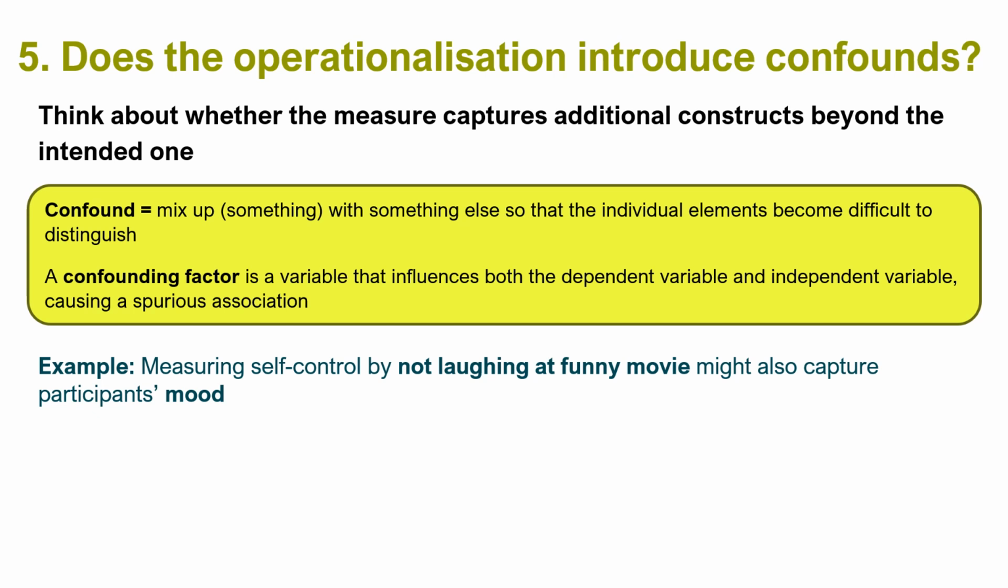So for example, if we're measuring self-control by looking at whether participants laugh at a funny movie or not, this might also capture participants' mood. So that could introduce a confound if, for example, we have manipulated the sleep participants got the night before. So we want to see whether this influences their self-control, but actually the participants who are more sleep deprived might be in a bad mood, and then that might be why they're not laughing at the funny movie. So that's just one example of how an operational version of a construct might also capture something else.